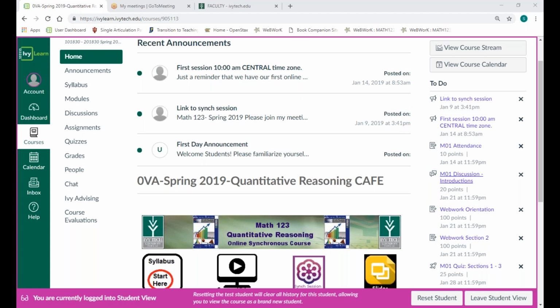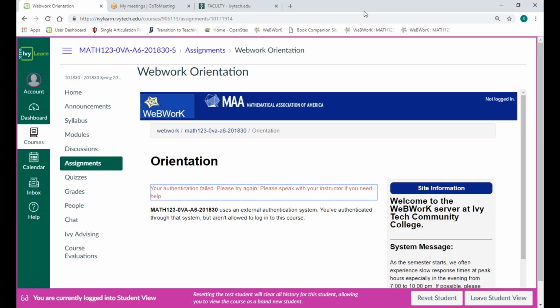All right, there are discussion boards. I see that there were some people that already started our discussion, which is introductions. We have our homework through an online program called WebWorks. The first section is just an orientation. I'm going to click on that, and that's going to actually take us to that section here. And basically, this orientation, you're going to have to log into it. I'm not logged into it as a student. That's why it's telling me it's failed. But you're going to go into that.